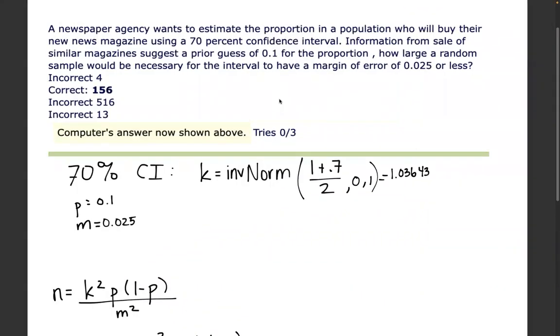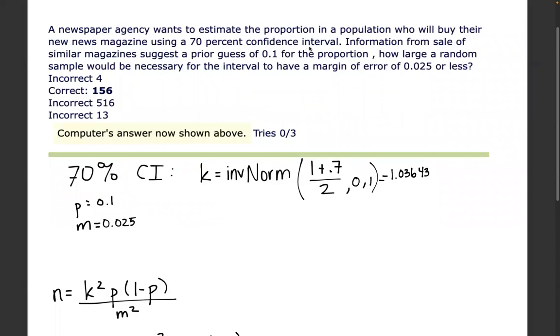A newspaper agency wants to estimate the proportion in a population who will buy their new news magazine using a 70% confidence interval. Information from sale of similar magazines suggests a prior guess of 0.1 for the proportion. How large a random sample would be necessary for the interval to have a margin of error of 0.025 or less? Okay, so here we have a 70% confidence interval.